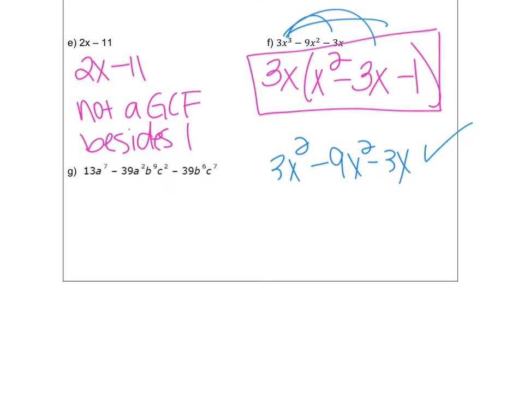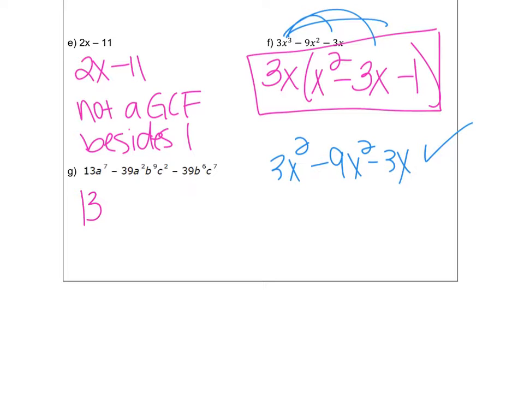Alright, last example, and these are going to be like 90 and above, I think, on your IXL. So let's find the greatest common factor first and then factor it out. So what's the greatest number that would go into 13 and 39 evenly? And that would be 13.